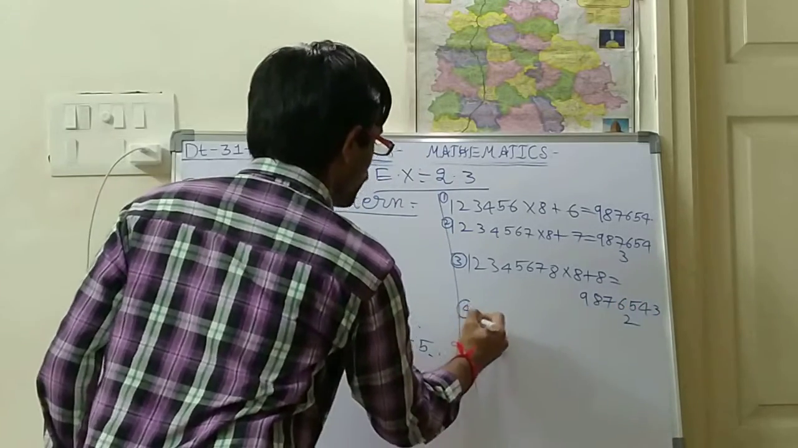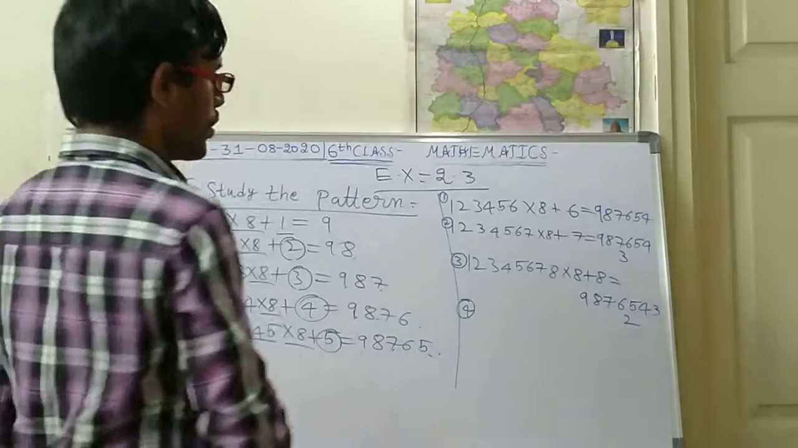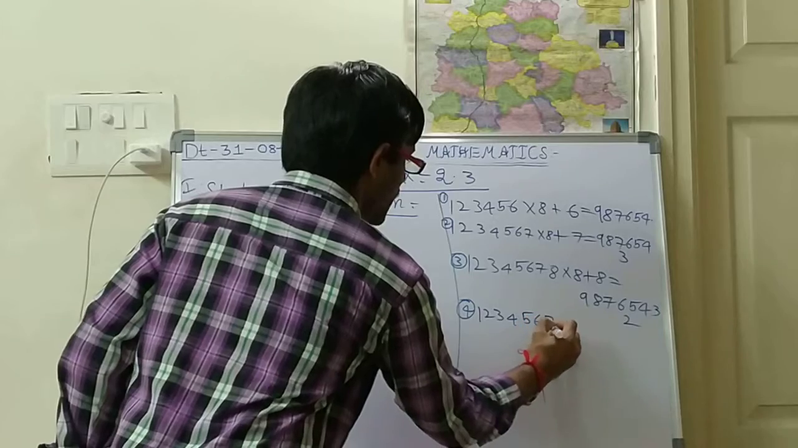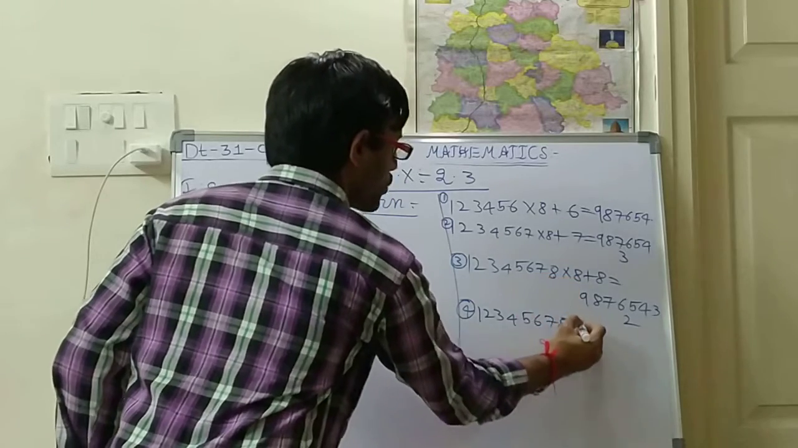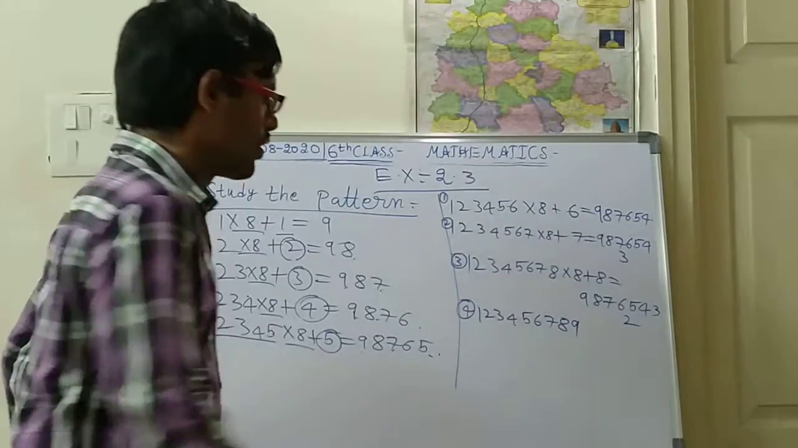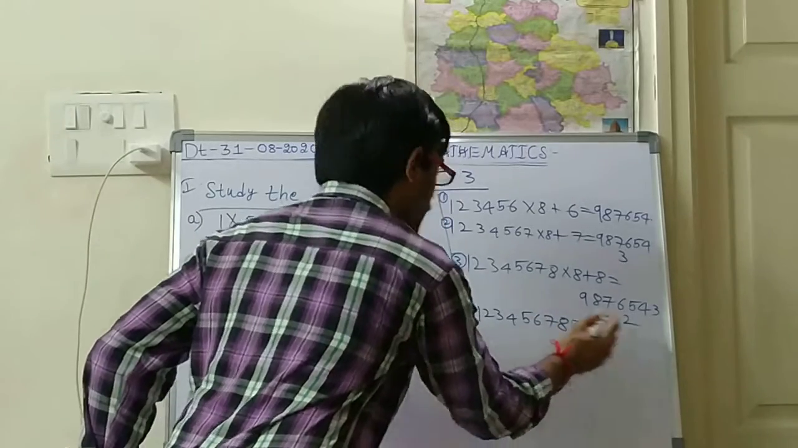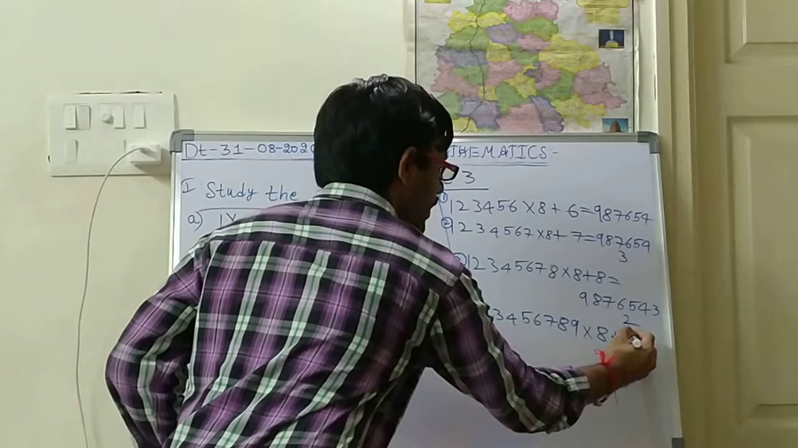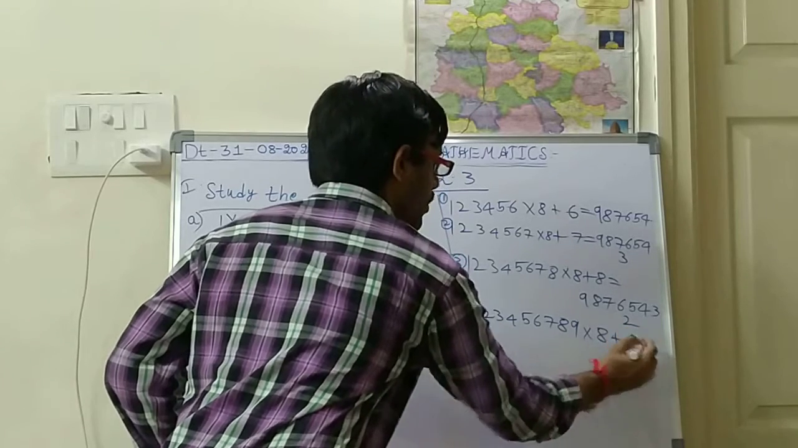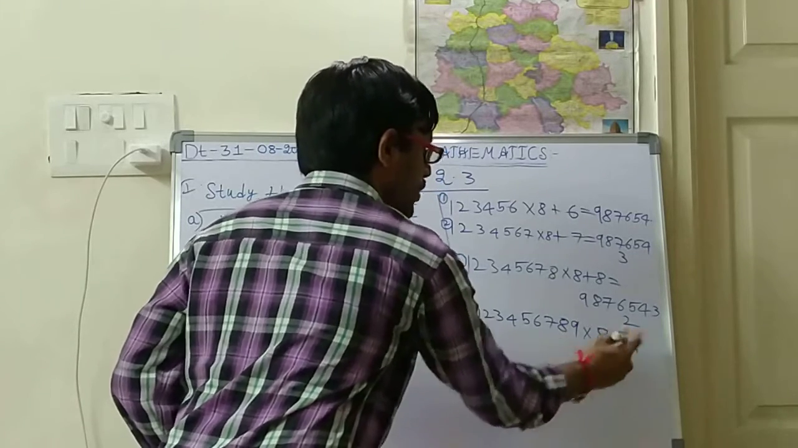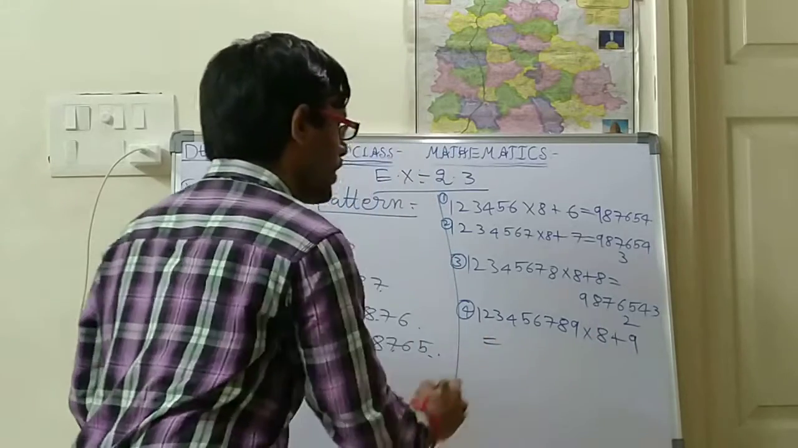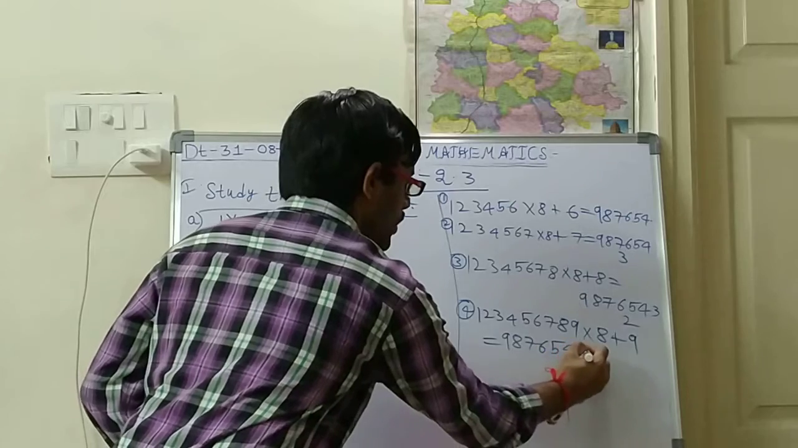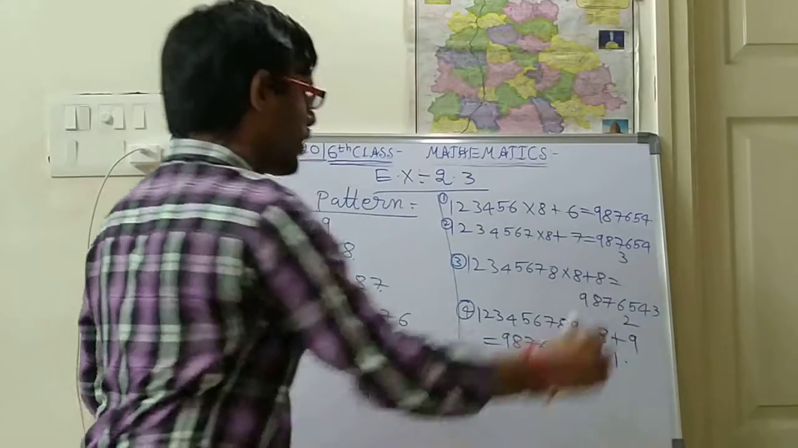So the next, fourth step, the last step he is asking. So 1 2 3 4 5 6 7 8, here up to 8. So the next number will be 9. Okay, into 8. Into 8 is common for every number. Into 8 plus 9. Here 9 is added, so here also 9. So what will be the result? 9 8 7 6 5 4 3 2 1. Okay, this is the answer.